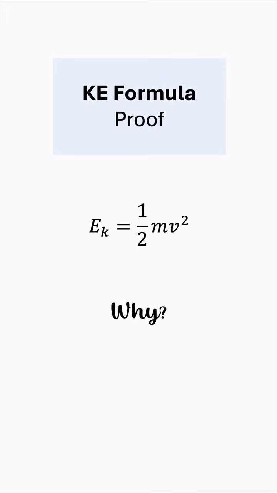This is the famous kinetic energy formula. But where does it come from? Let's prove it. The basis of our proof is the physics fact that work done is always equal to the energy transferred.